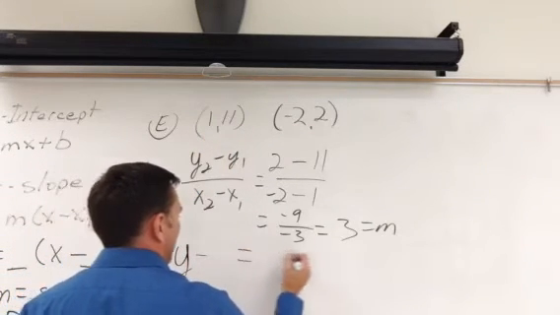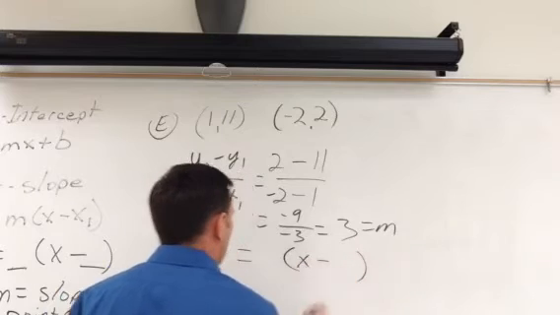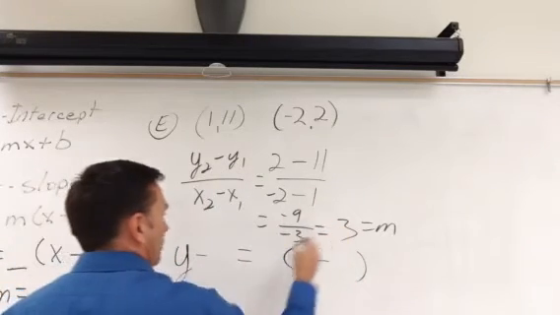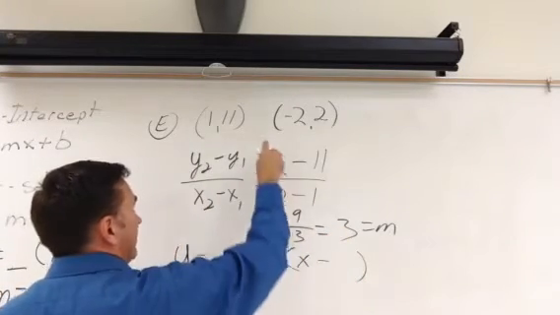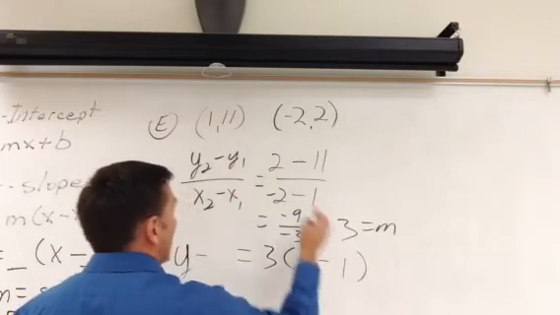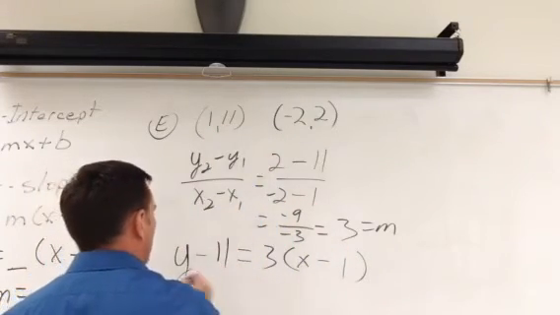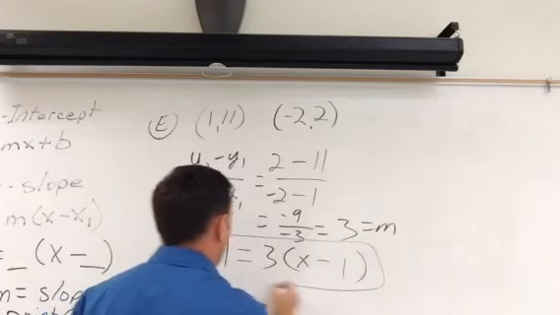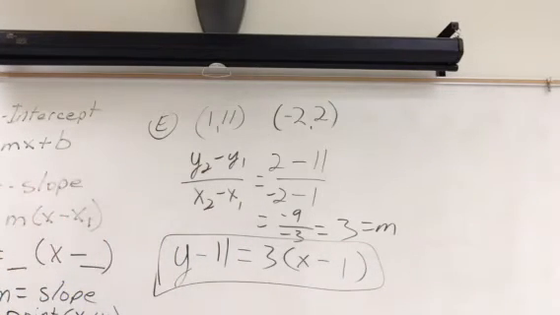So y minus, setting up the problem. So my slope was 3. My x value was 1. My y value was 11. And there's our equation in point slope form. Y minus 11 equals 3 parentheses x minus 1.